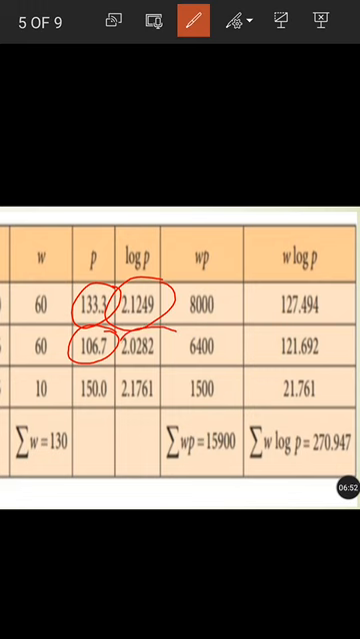And similarly for 106.7 also you have to find out the log value. The answer is 2.0282, and for 150.0 the answer is 2.1761. So after finding the log values, we have to multiply.